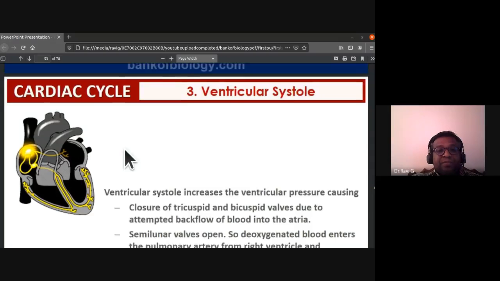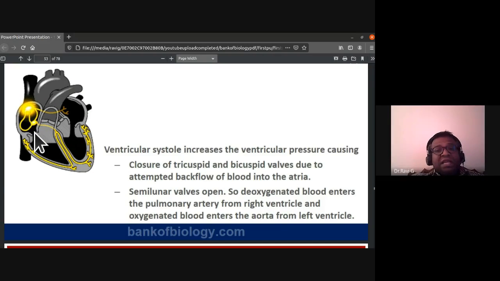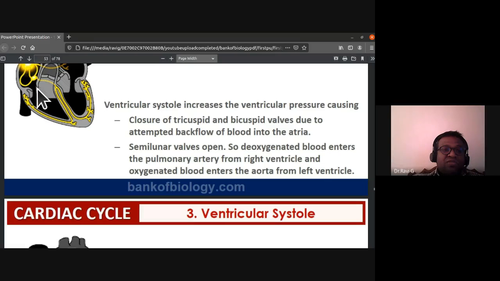Ventricular systole increases the ventricular pressure, causing the closure of the tricuspid and bicuspid valves, which prevents the backflow of blood into the auricles. When the valves close, they prevent the backward flow of blood into the auricles.